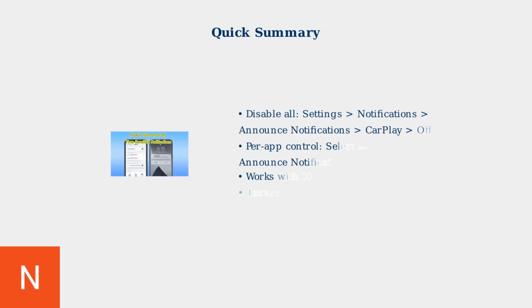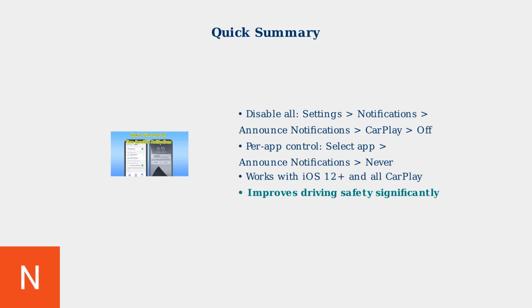To summarize, disable all CarPlay notifications through Settings, Notifications, Announce Notifications, CarPlay, and toggle off. For individual apps, select the app and set Announce Notifications to Never. These settings work with iOS 12 and later, supporting all CarPlay connections and significantly improve your driving safety.